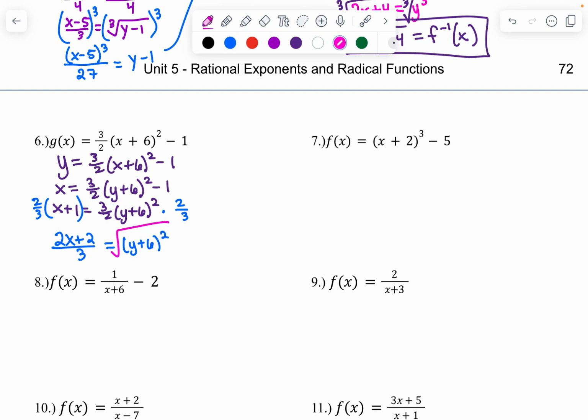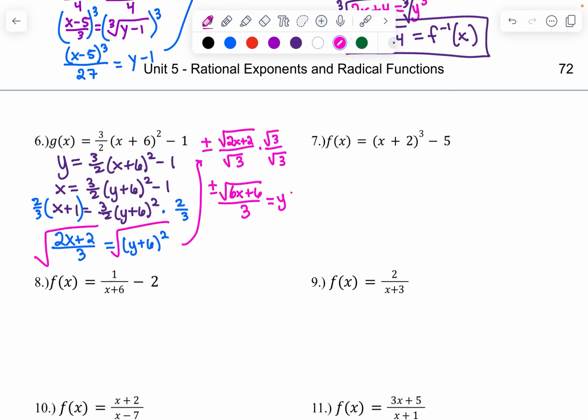equals (y + 6) quantity squared. And then to cancel the square, we've got to take the square root, which means we need to do plus or minus, because they didn't give us a restriction on the domain. And I'm going to go ahead and square root each one separately, because ultimately I've got to rationalize that. So I'm going to multiply top and bottom by square root of 3. So that'll have the square root of 6x plus 6 over the whole value 3.